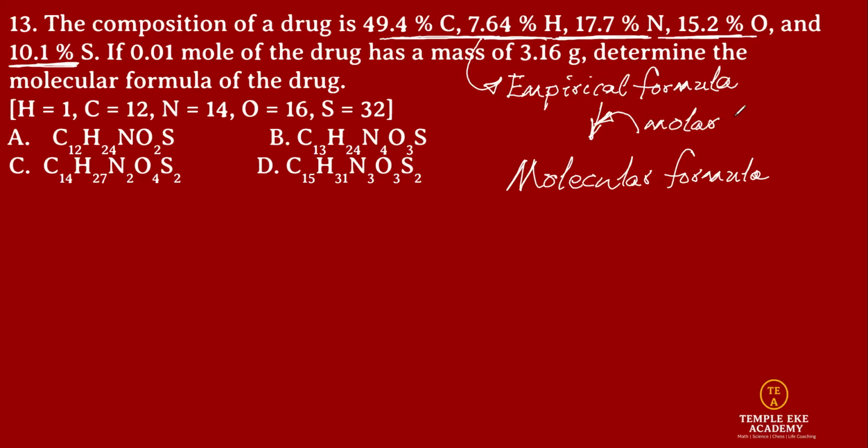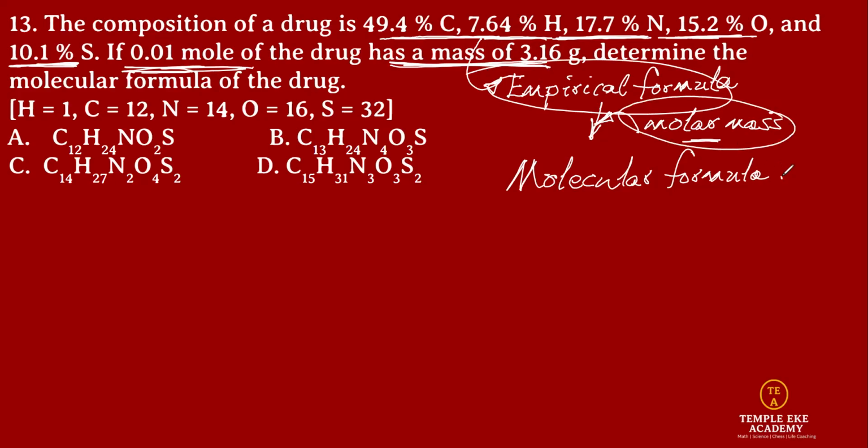So the molar mass. And that is a stoichiometric calculation, making use of this fact that 0.01 mole of the drug has a mass of 3.16 gram. We're going to employ the fact that 1 mole of the drug has a mass equal to the molar mass. So we're going to convert 3.16 gram in 0.01 mole into what mass is present in 1 mole. So we obtain the empirical formula, obtain the molar mass, and in the final analysis, determine the molecular formula. Let's get straight off into the solution.